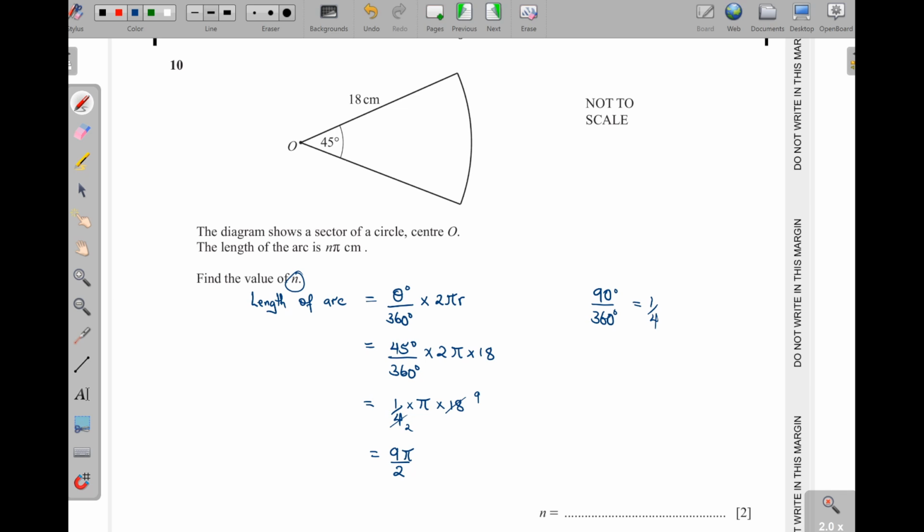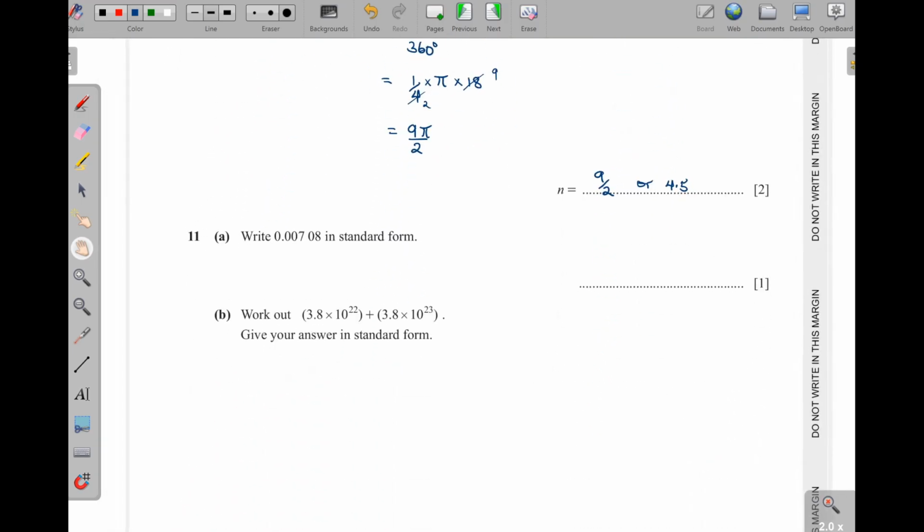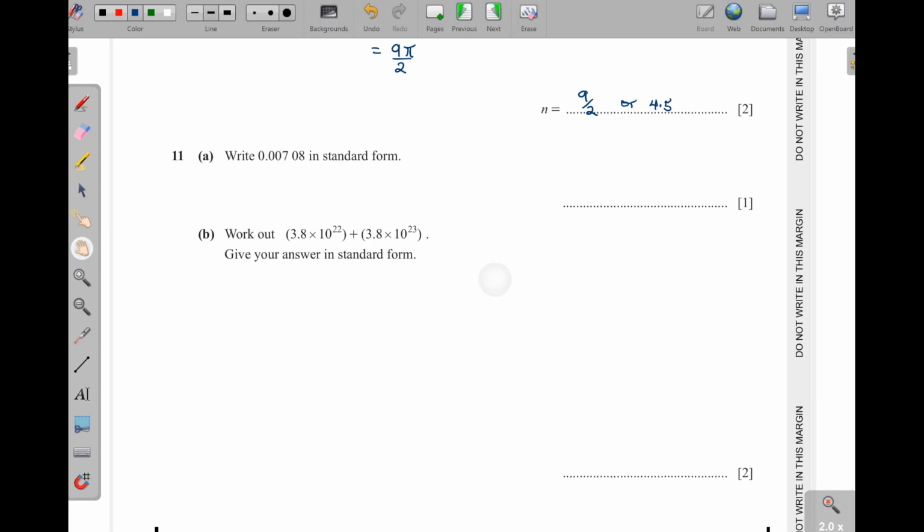So n, it's the coefficient of the pi, so it is going to be that 9 over 2, or you can write it as 4.5. But you write one of these two answers. Don't do like I've done, that 9 over 2 or 4.5. No, just write one. Then number 11.